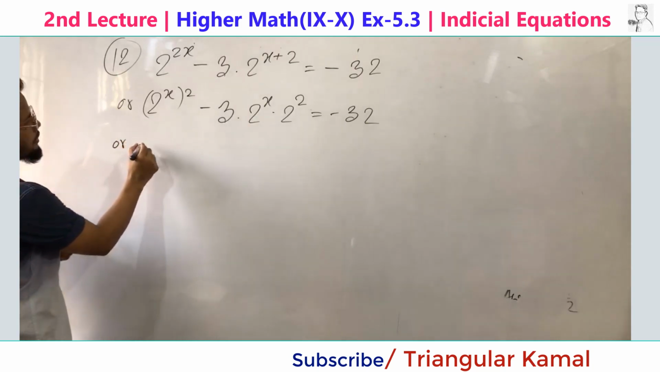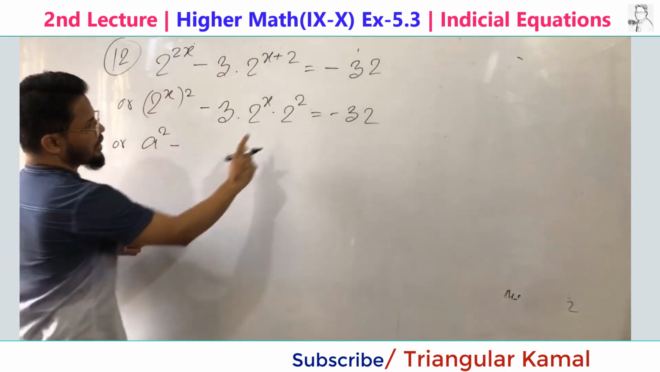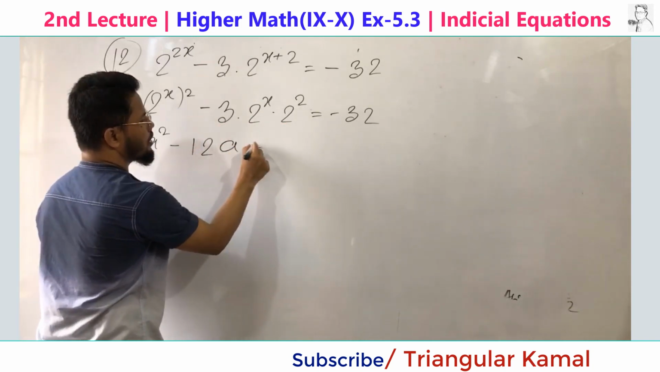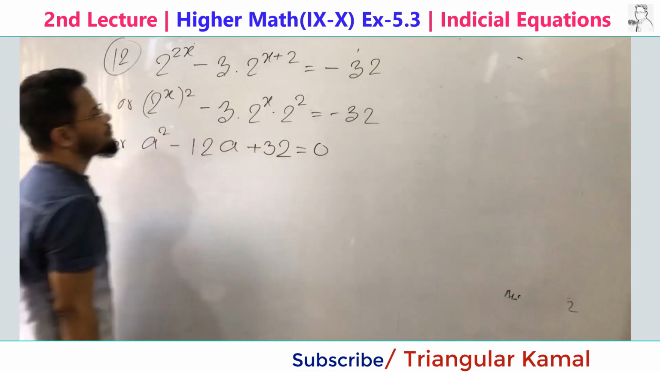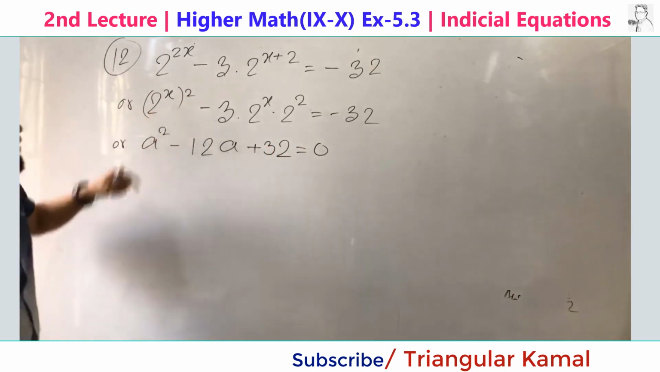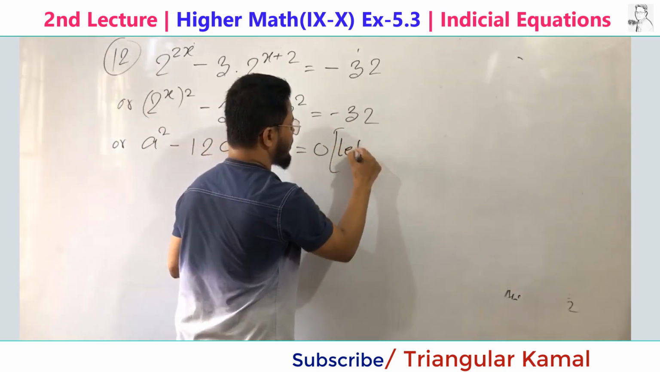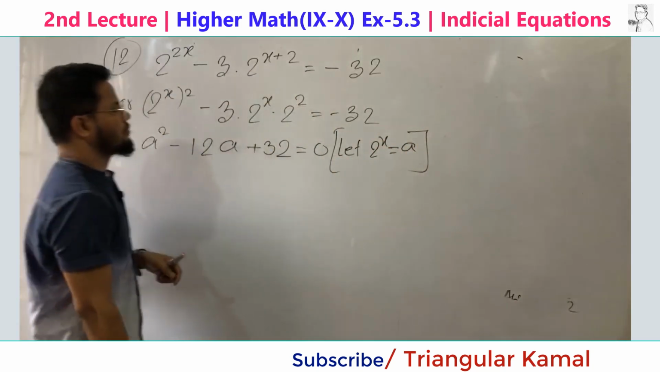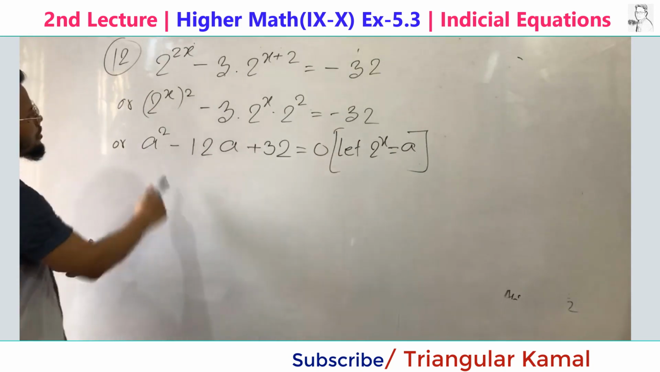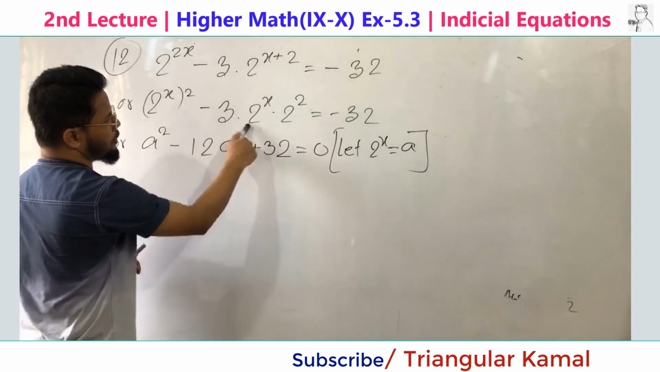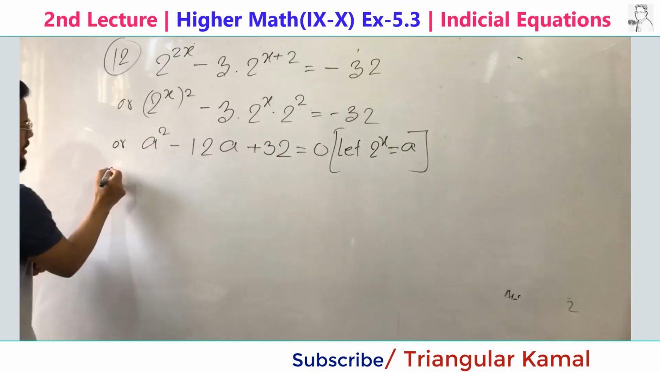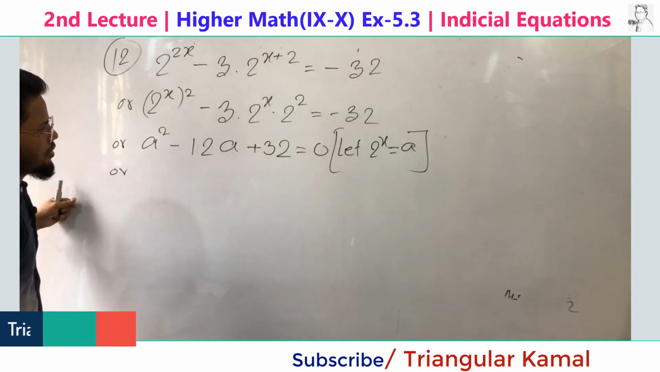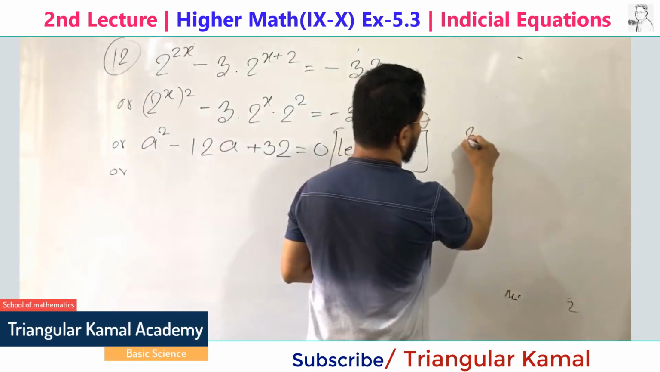Okay, now write a square minus 4 multiply 3, 12a plus 32 equal to 0. Dear student, give attention again. You can use a side note. Let 2 to the power x equal a. So this is a square, 3 times 4 is 12a. Then 32 moves from right side to left side. Now do middle term factors here: 12, 32. So my dear students, write here 32.